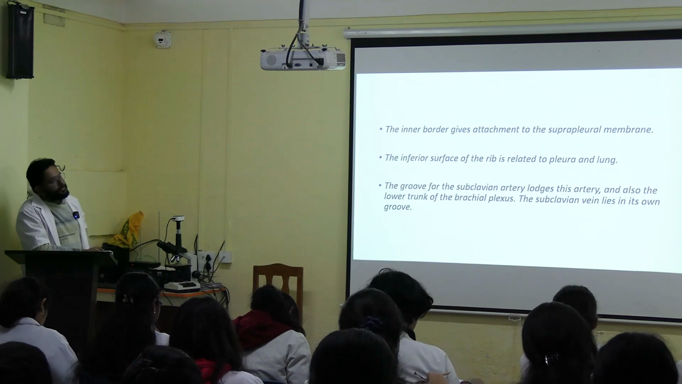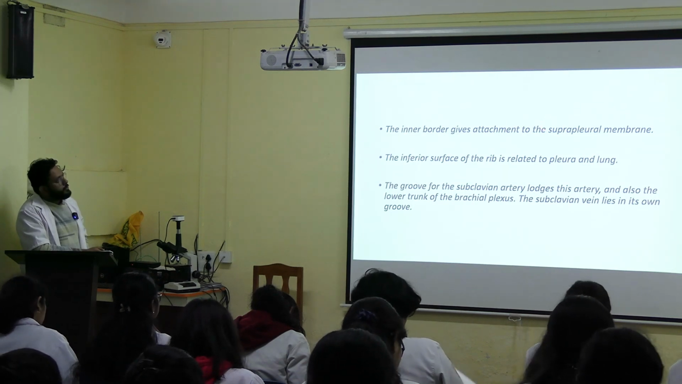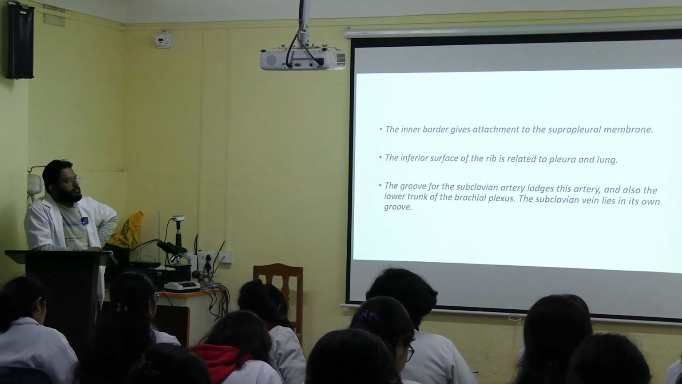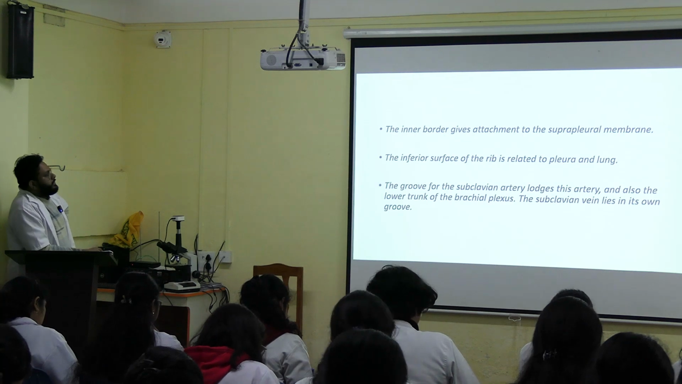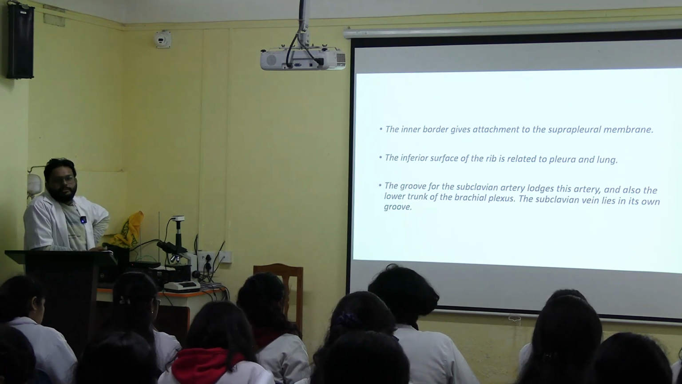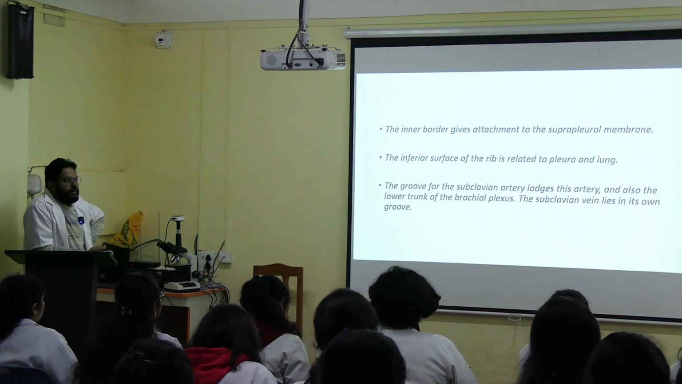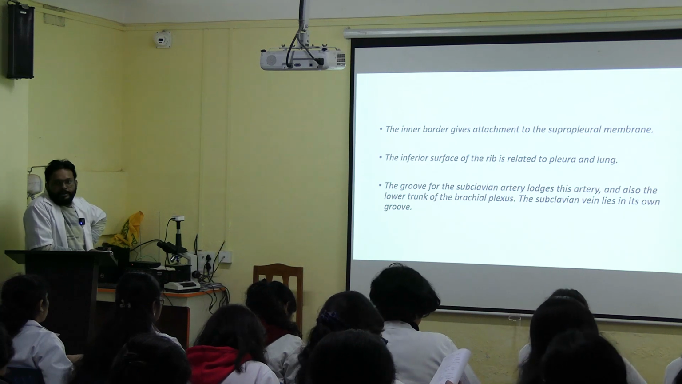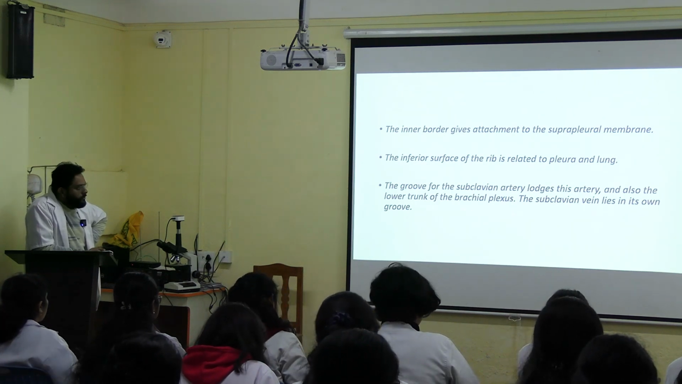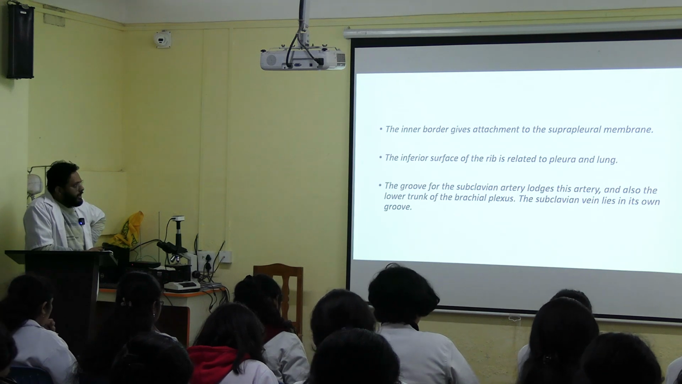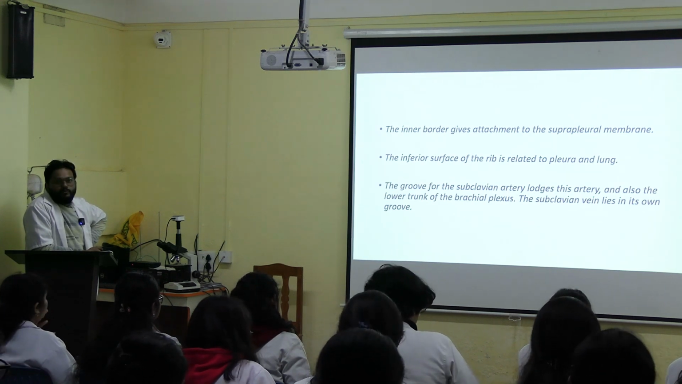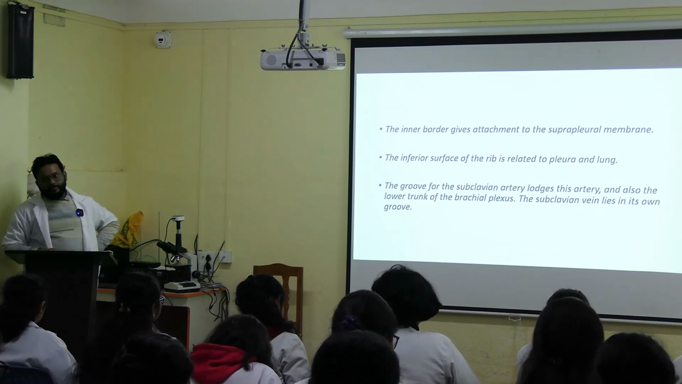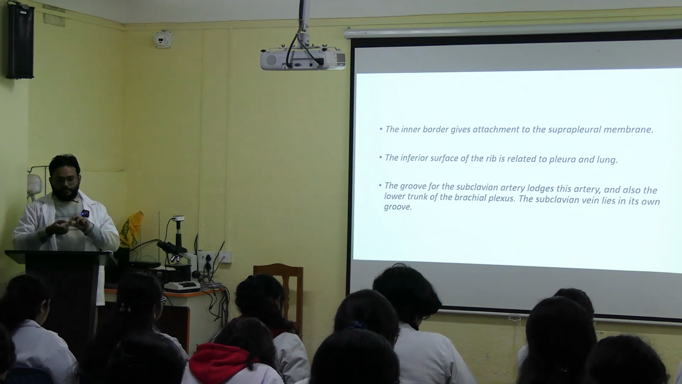The inner border gives attachment to the suprapleural membrane. Here we have already written this one. The inferior surface of the rib is related to pleura and lung. Now write this one. The groove for subclavian artery lodges what? Obviously, the name itself tells it. The subclavian artery and the lower trunk of the brachial plexus. And the groove for subclavian vein has the subclavian vein.